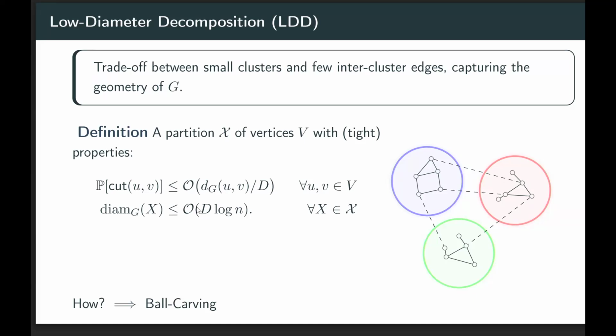Okay. How do you do it? Well, the simplest way to actually achieve these tight properties is simple ball carving. We have a graph. We choose a random vertex S. We build a ball with the given diameter. We contract it away, and we continue iteratively until the entire graph is captured, and it actually satisfies these properties.